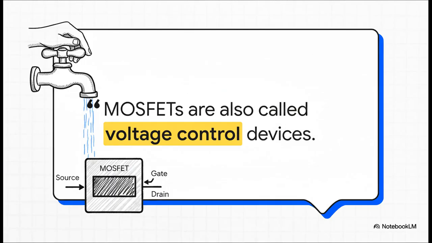If you only remember one thing from this whole explainer, let it be this. The MOSFET is a voltage-controlled device. The voltage you put on the gate controls the current flowing between the source and the drain. And because of that amazing little oxide insulator, almost zero current flows into the gate itself. You're controlling a big flow of current with just a little bit of voltage without ever touching the flow itself.